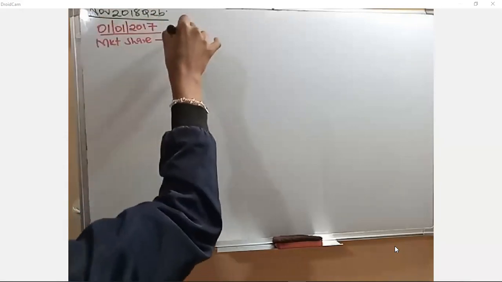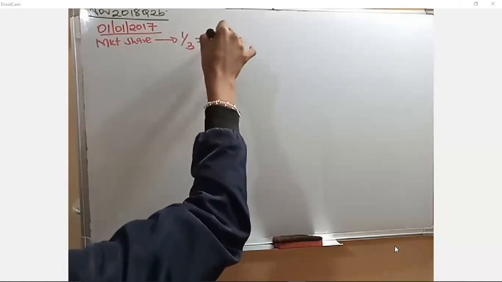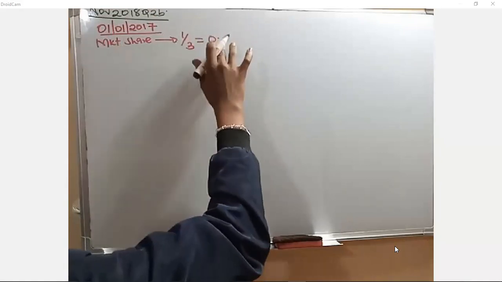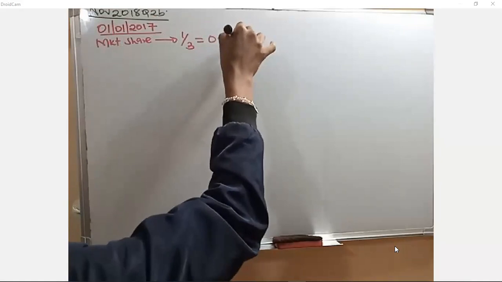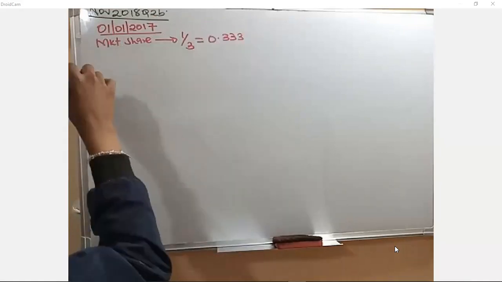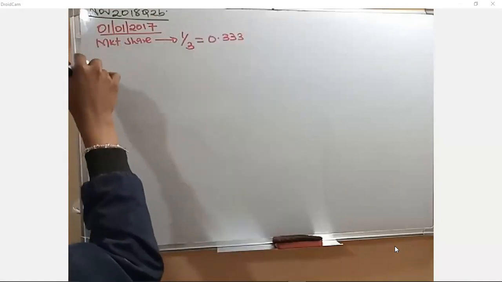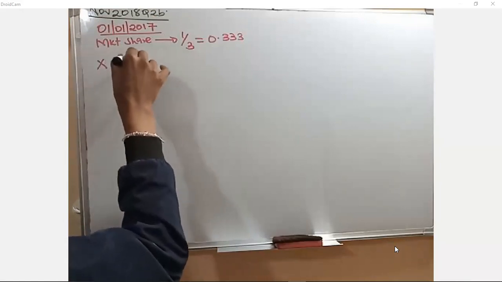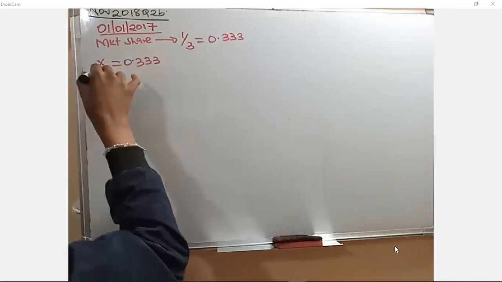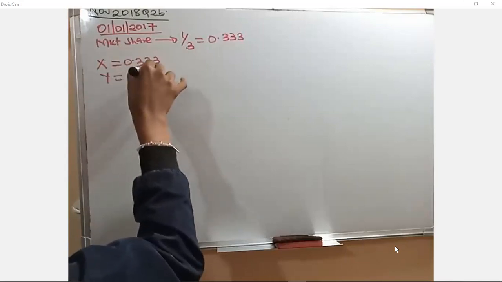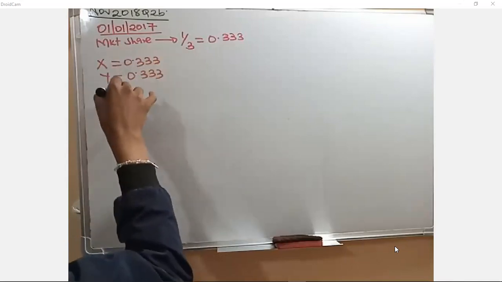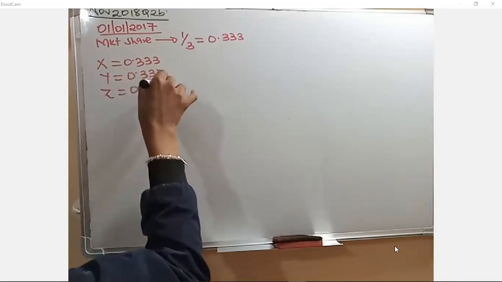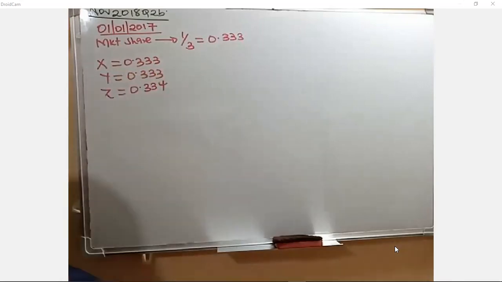How? You take 1/3, you are getting 0.33. Let me put 3 decimal places. Because we want it to be 1, I just say for X, it will be 0.333. For Y, 0.333. Then for Z, we take 0.334, because the probability should be equal to 1.